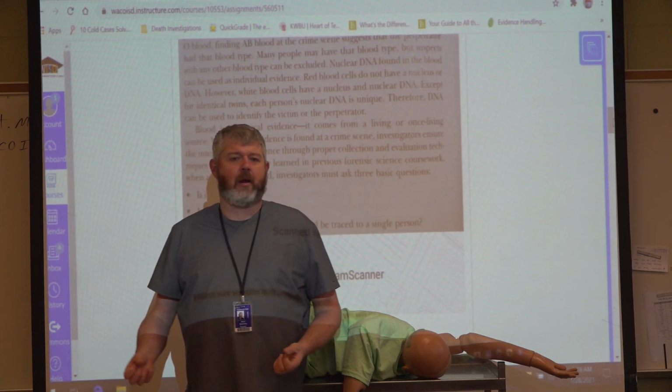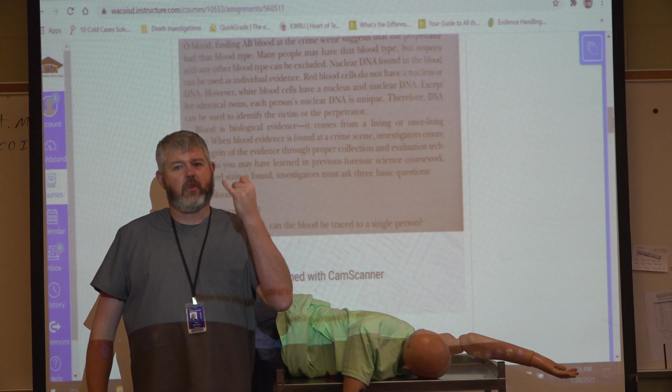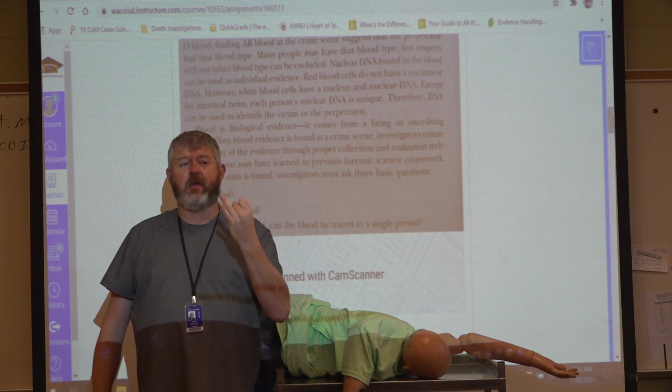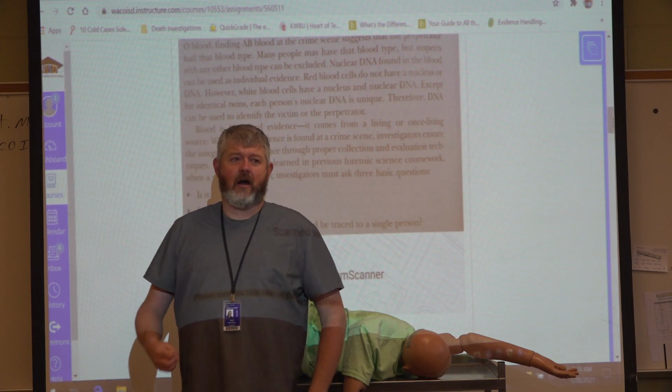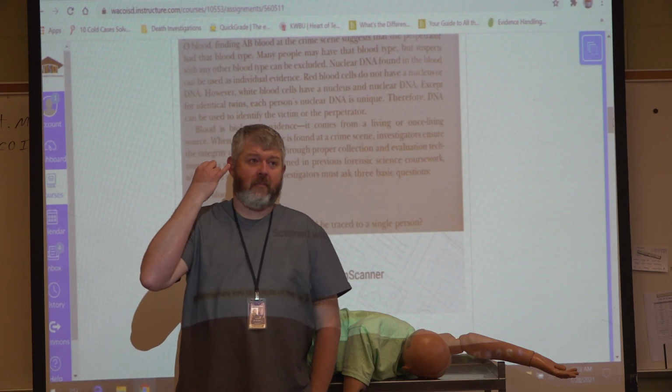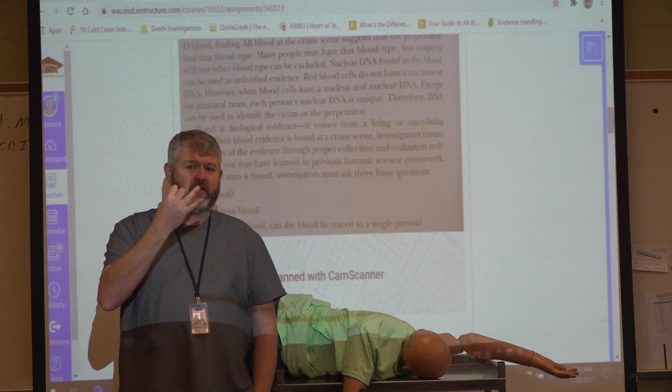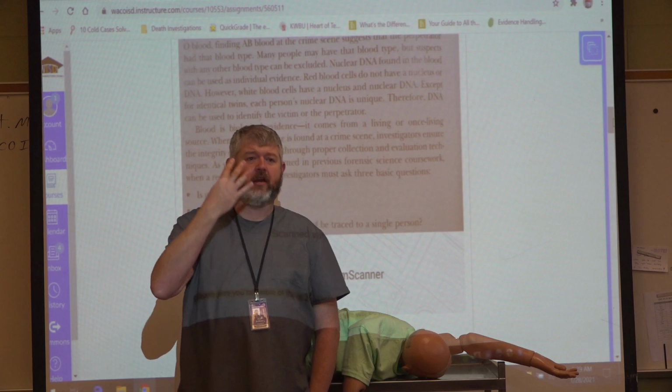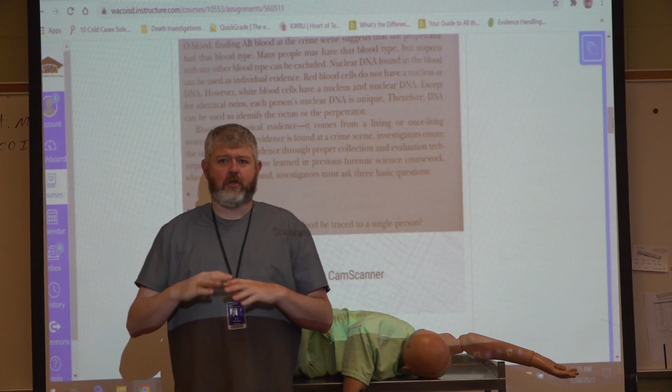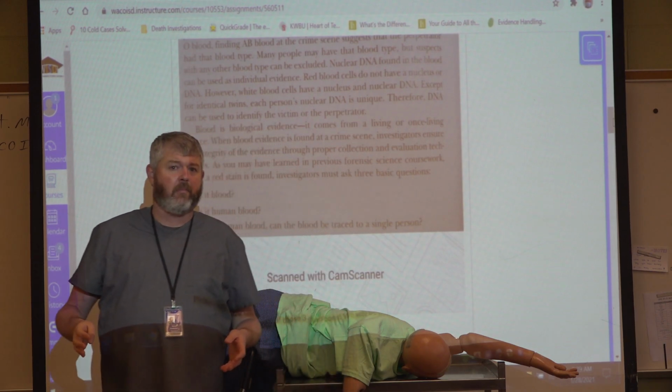We've got 8 primary blood type groups. We have A, AB, B, and O. And of those blood type groups, we have A positive, A negative, AB positive, AB negative, B positive, B negative, and O positive, O negative. Now, there's more blood types than that, but those are the 8 primary ones.